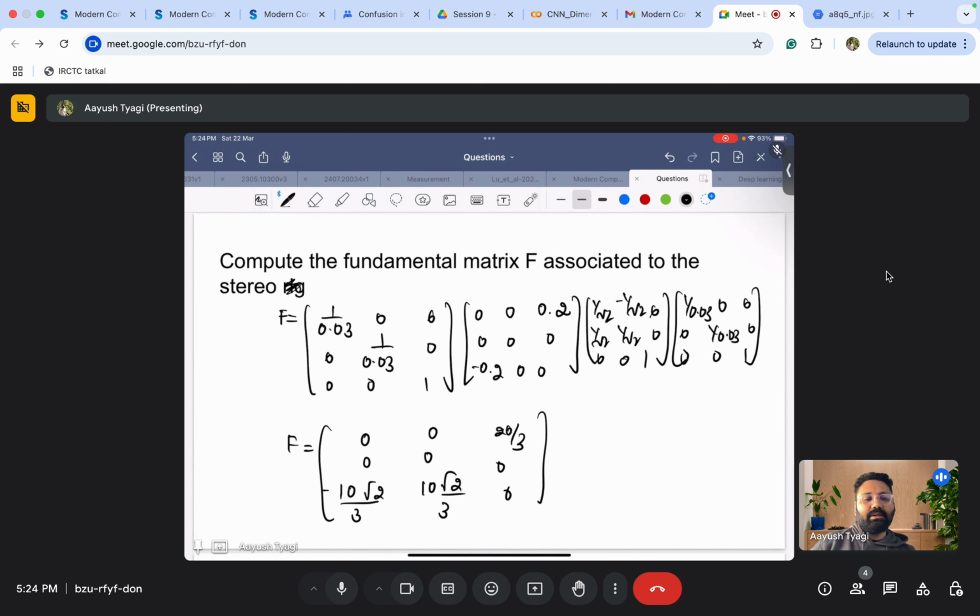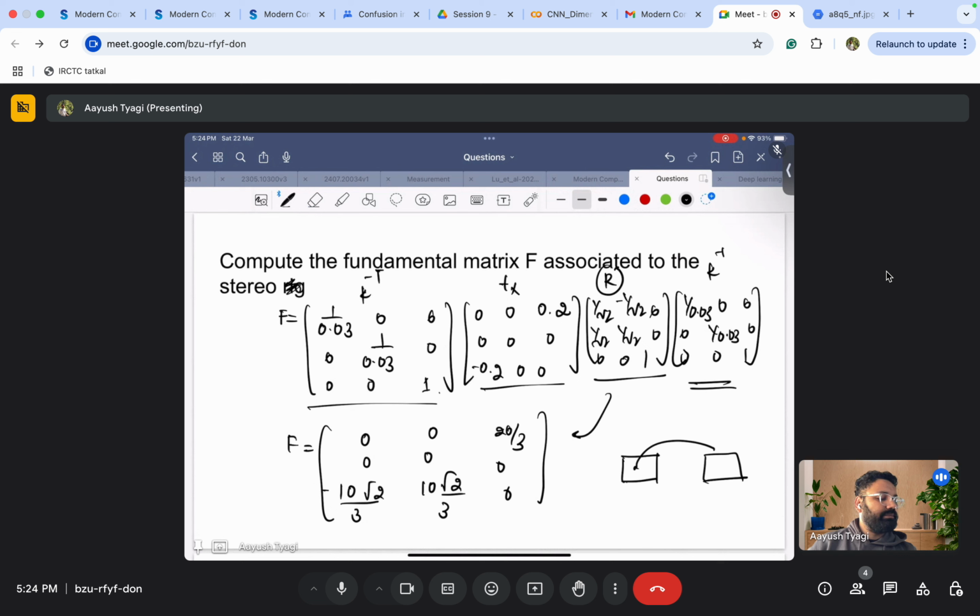Your final fundamental matrix becomes 1 upon 0.03, then 1 upon 0.03, and this one. This is K inverse transpose, because even for a diagonal matrix the transpose is the same. This is your Tx, this is your rotation matrix which is given to you, and this is your K inverse. Everything boils down to this fundamental matrix. Suppose you have a point in plane 1, you can translate that point into an epipolar line in plane number 2, camera number 2. So you have K and K dash, and your target point will lie on this epipolar line.